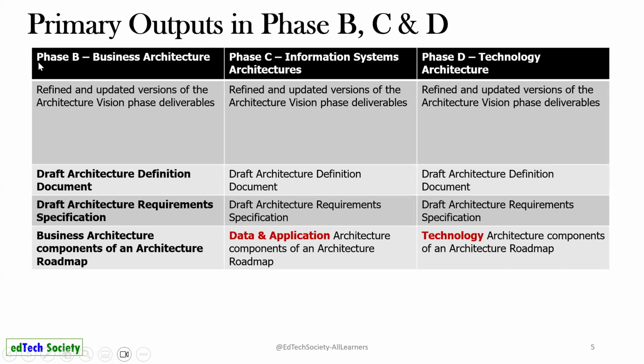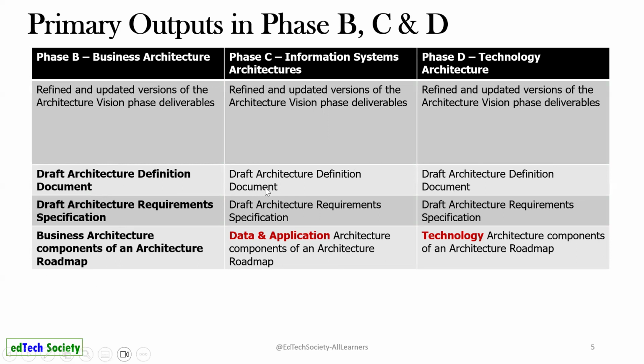So let me just go through the list quickly. The primary outputs are a refined and updated version of the architecture vision phase deliverables, and the three important outputs are the draft architecture definition document, the draft architecture requirement specification, and business architecture components of an architecture roadmap. So these three are pretty important, and we should remember them from an exam perspective as well.